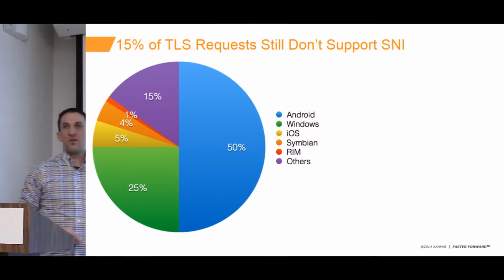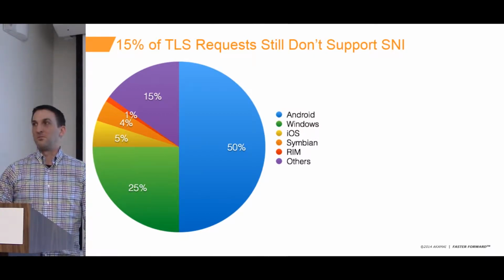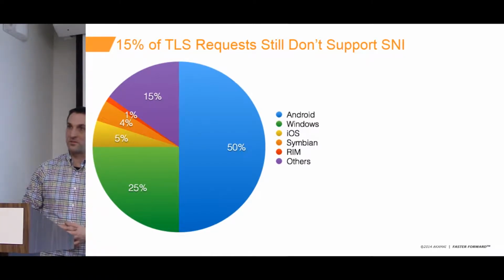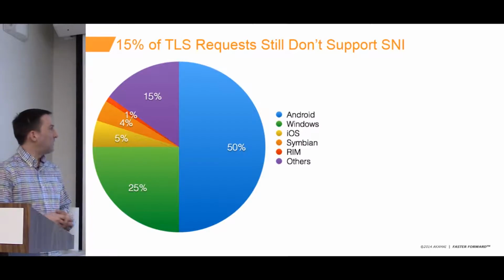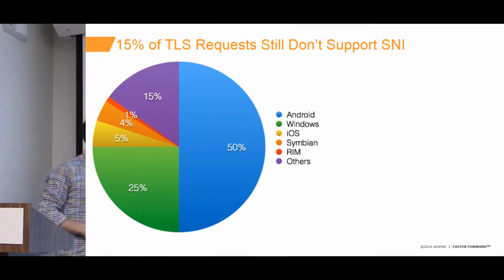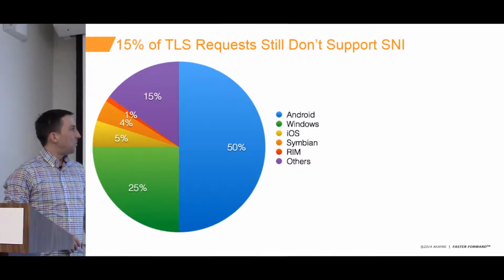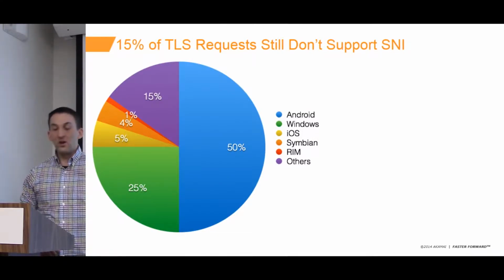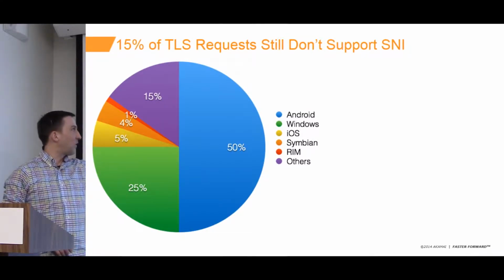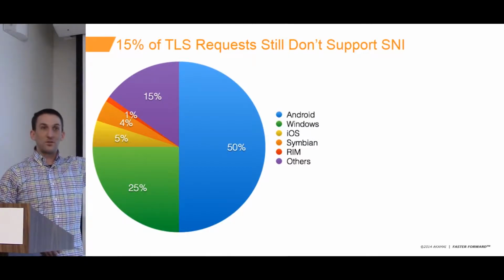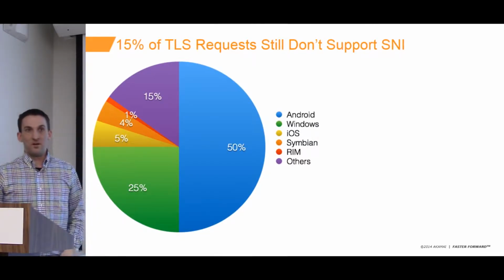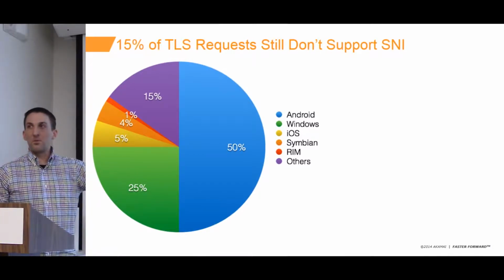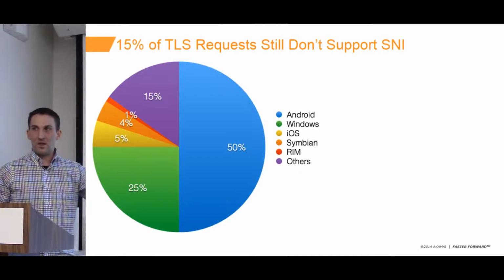Android occupies 50% of the problem because it doesn't support SNI, which is interesting by itself, and I'll explain that in a second. Windows is this 25%. A big chunk of that is Windows XP and Vista. And then you've got some old versions of iOS and Symbian and RIM. And this others category, this 15% up here, all kinds of interesting things live in that category, from Xbox consoles, a myriad of devices. This is TLS supporting devices that don't support SNI.